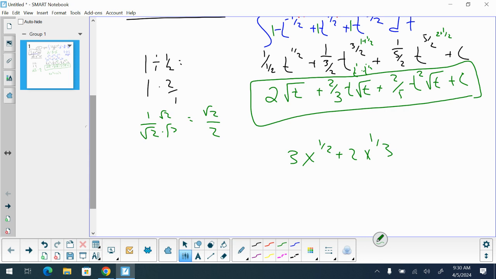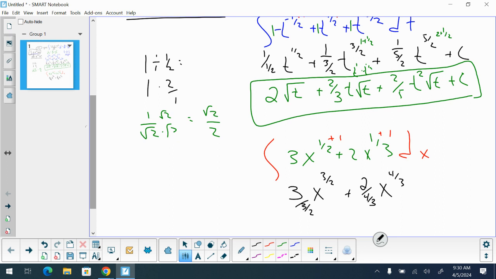So we have 1/3. When we take our antiderivative with respect to x, we add 1, so we have 3 halves as our new exponent. So we take our 3 and divide by 3 halves. Then we have 2. Our new exponent here would be 4/3, and we divide by the 4/3.